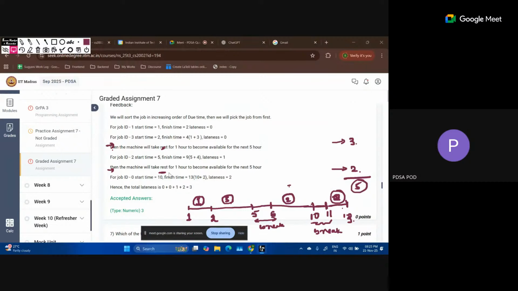How did they get this answer? You have to start the time from zero. If we start time at 0, start time will be from 0. If we use the start time equal to 0, then what will happen? Things will change.